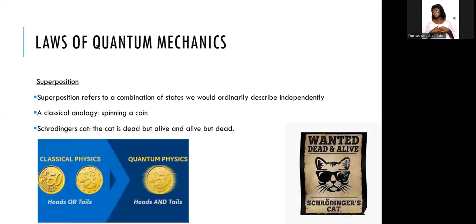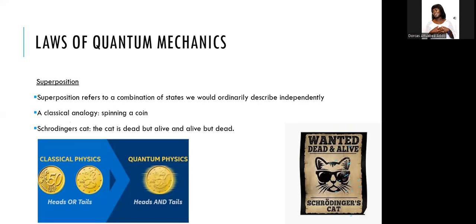So now, to explain in a bit more depth, we already talked about superposition, interference, and entanglement. So I'd just like to describe those in greater detail. Like I mentioned, superposition refers to a combination of states we would ordinarily describe independently, right?